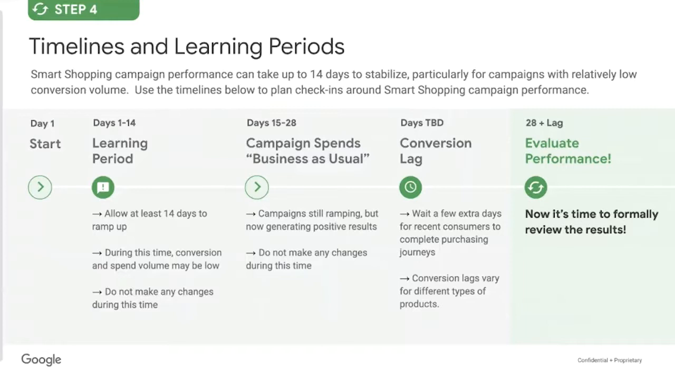Smart shopping campaigns can take at least 2 weeks to ramp up. During this time, conversion and spend volume may be low.